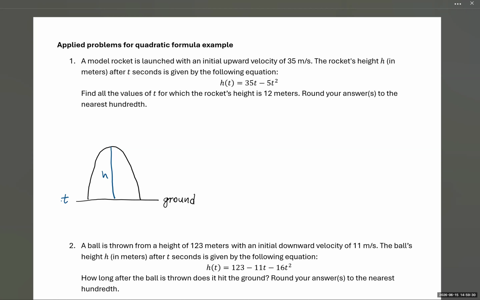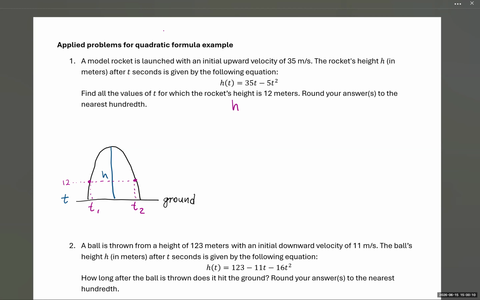So this is t. Now we need to figure out the values of t, the time, when the rocket's height is exactly 12 meters. Well, we don't know how high the rocket goes. So let's say 12 meters is somewhere right here. So it kind of looks like we have to have two answers. Here's the first one, and here is the second one, T1, T2. So the first time it will hit 12 meters on the way up, and then the second time it will hit 12 meters on the way down.